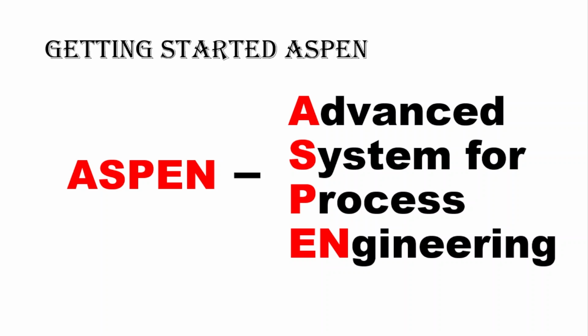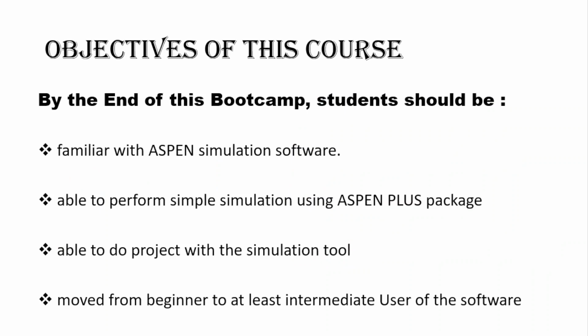Please open your scope so that we can understand it very well. All right. Thank you. And by the end of this course, as I have shown you in the outline for this Aspen bootcamp, you are supposed to familiarize yourself with the software, and you are supposed to be able to simulate simple simulation problems, and you are supposed to do a project, because after this a certificate will be issued that you know how to use Aspen. So maybe you will have moved from a beginner level, as most of us are beginning, to an intermediate user of the software. I admonish you to put in your all so that we can get to that stage.